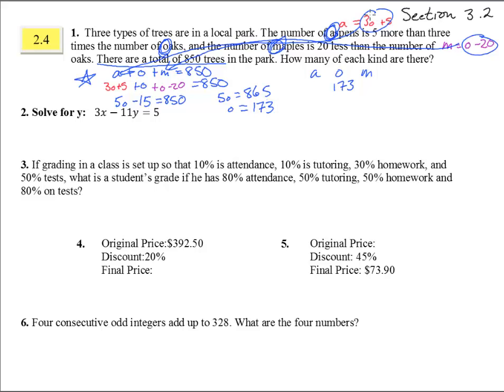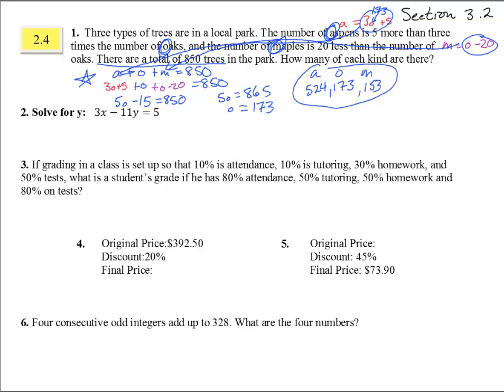Now we take this 173 and put it right there. 3 times 173 plus 5, and the number of aspens is going to be 524. And then oaks minus 20, that's 153 maples. So that's the number of trees in the park.